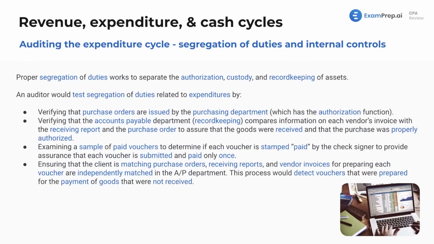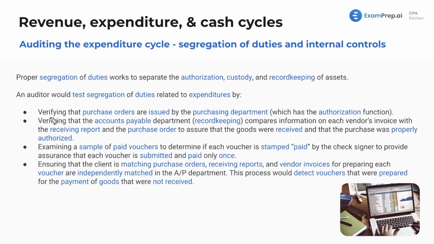Now we dive into our ever so fun talk about segregation of duties as it relates to the expenditure cycle. We're going to see these examples now. Obviously, this is kind of double dipping, helping you out when it comes to fraud and internal controls. Here, we want to discuss these specific segregation of duties that have to do with the expenditure cycle.